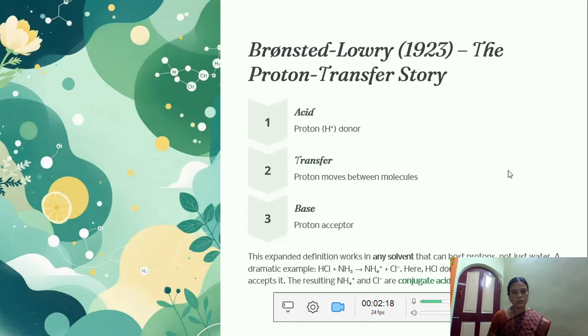According to this concept, after donating an H plus ion, the acid becomes a weak base, and this acid base pair is known as a conjugate acid base pair. For example, HCl, after donating H plus, becomes Cl minus, and this Cl minus ion is known as the conjugate base of HCl acid. A conjugate acid base pair differs from each other by an H plus ion.